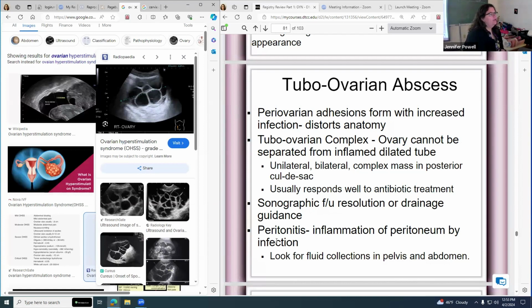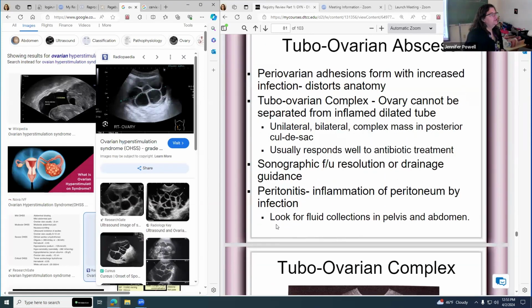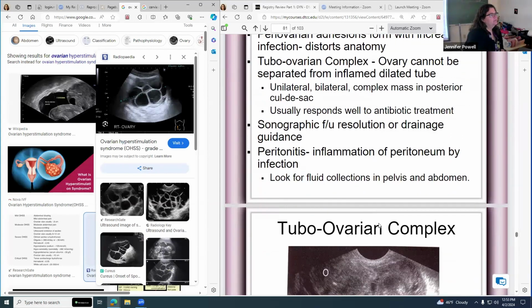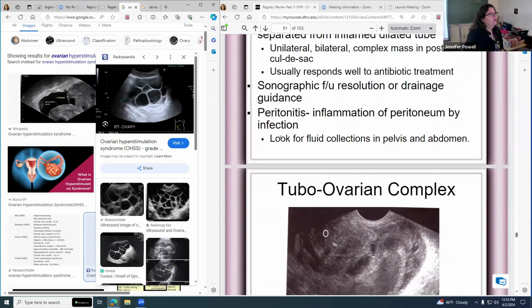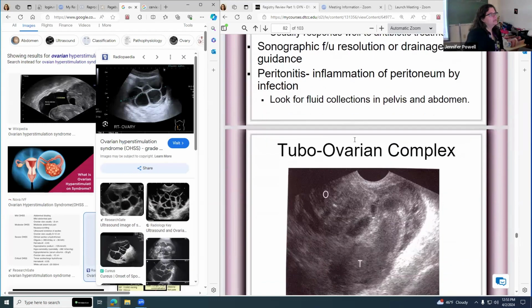It can be unilateral, bilateral, a complex mass, and in the posterior cul-de-sac. It usually responds well to antibiotic treatment. Sonographic follow-up for resolution or drainage guidance. Peritonitis is an inflammation of the peritoneum by infection, and you would look for collections in the pelvis and abdomen, collections of fluid and/or pockets of pus.